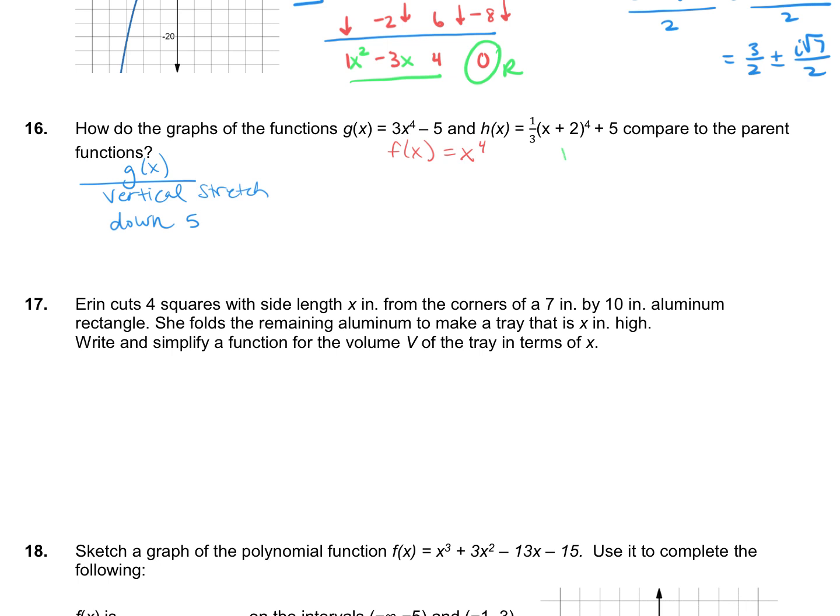Now, h of x, how does this compare to just an x to the fourth? Well, here's your x to the fourth, but we can see there's a 1/3 out front. The number out front, if you're multiplying out in front, that's a vertical stretch or compression. If this number is between 0 and 1, that is going to be a vertical compression.